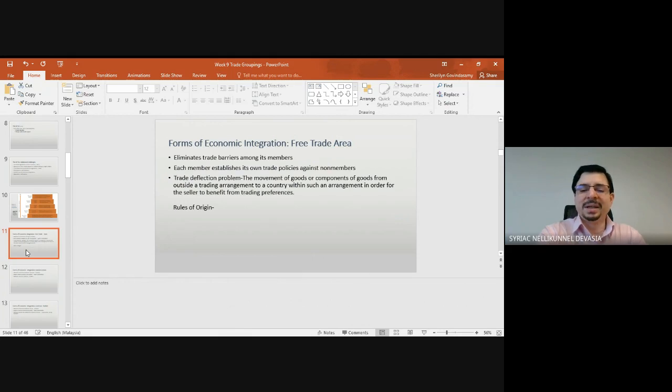Let's say Indonesia, Malaysia, Philippines have got a trade grouping or free trade area. And let's say Brunei is not a member of that grouping. There is no common policy towards Brunei from these three countries, but each country has its own policy towards Brunei when it comes to trade.